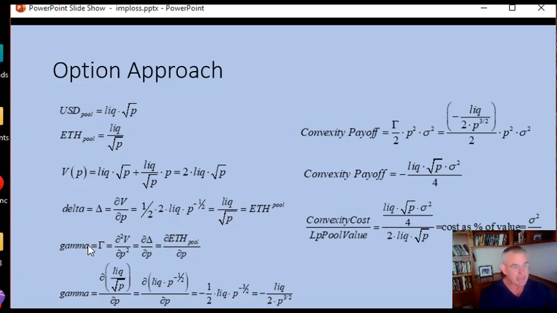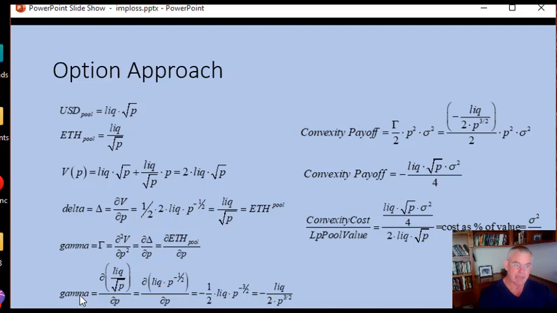And then what's the gamma? Gamma is the change in delta. And the change in delta here we can calculate because we know the value for the ETH in the pool. Well, it's liquidity over square root of price. If we take that derivative with respect to P, we get this number here, which is negative gamma, times 1/2 times all this business here. And the bottom line is negative liquidity over 2 times P to the 3/2. So that's just the gamma.